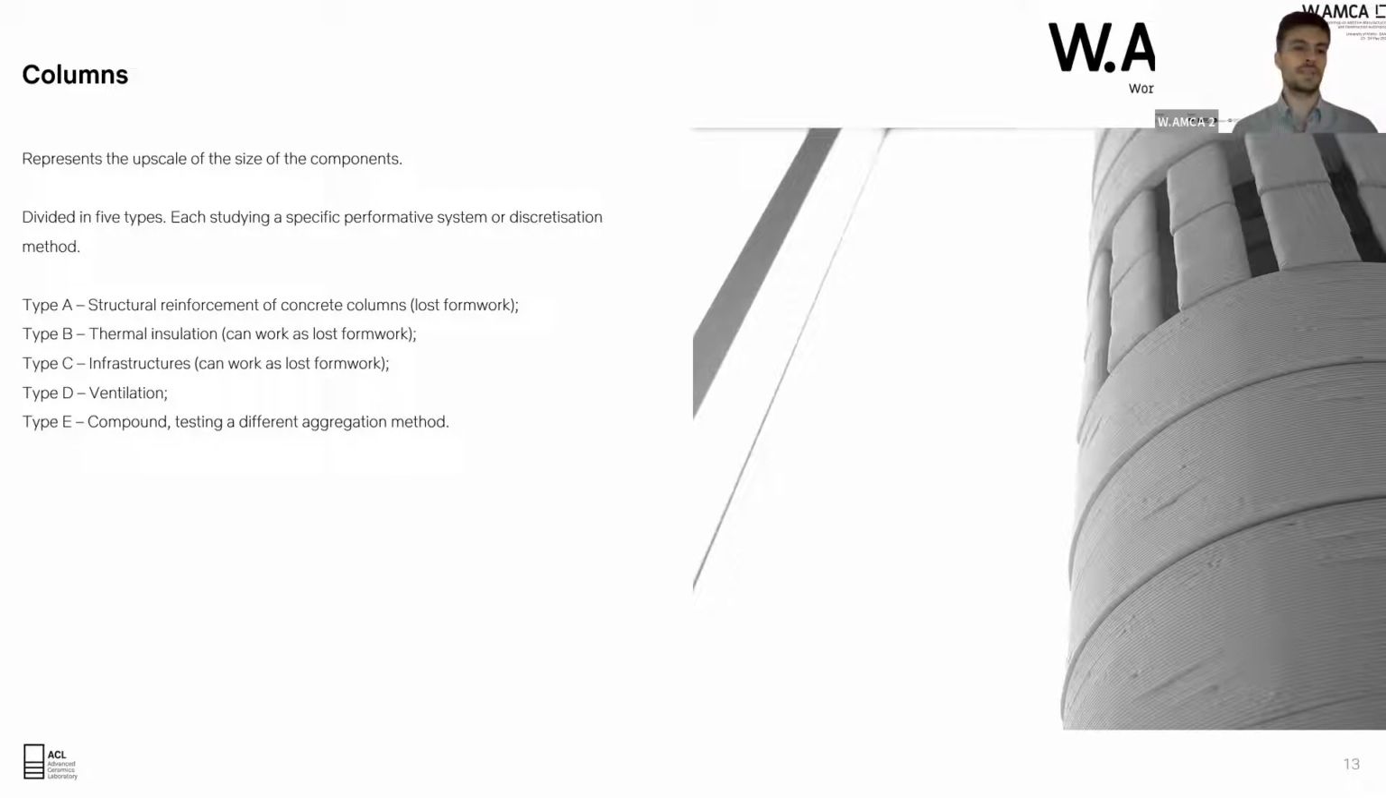So we designed 5 types of components for columns. Type A is structural reinforcement for concrete columns. Type B is for thermal insulation. Type C is for the passage of infrastructures. Type D is for ventilation. And type E is a compound component. It tests a different aggregation and discretization method.